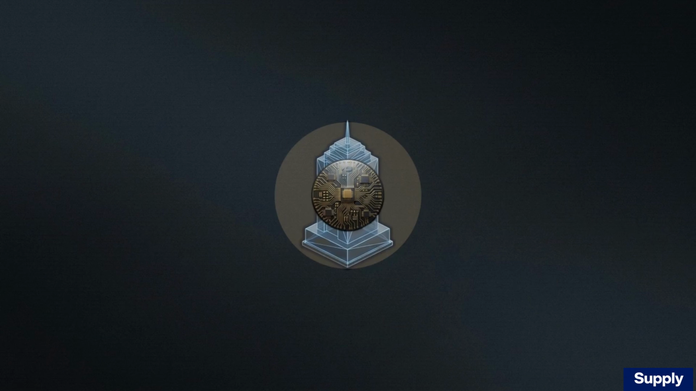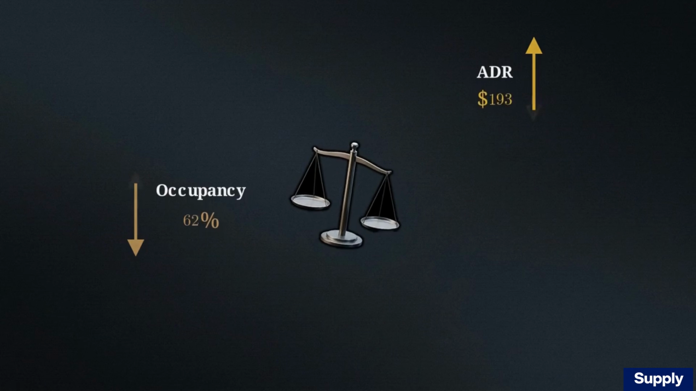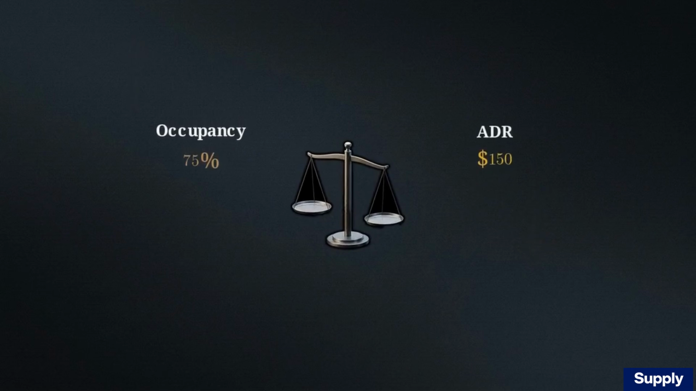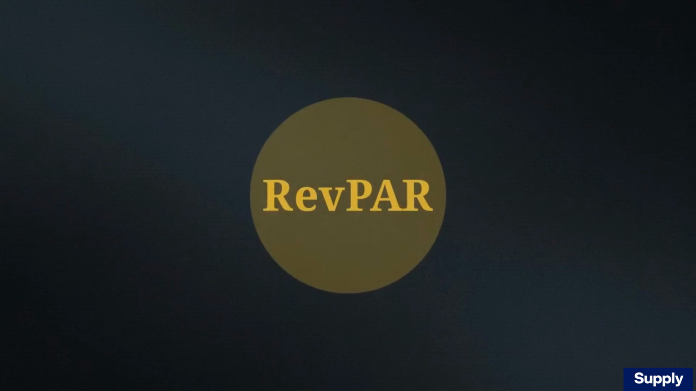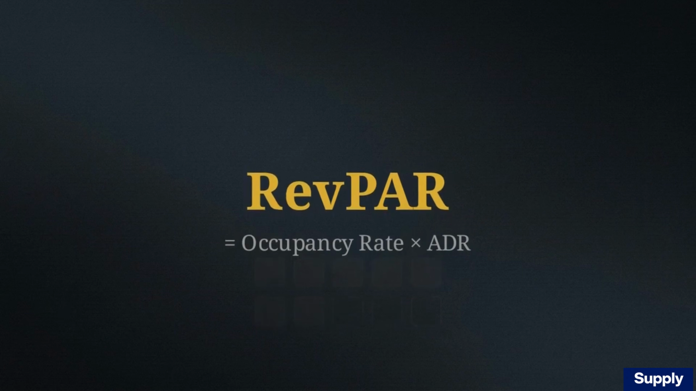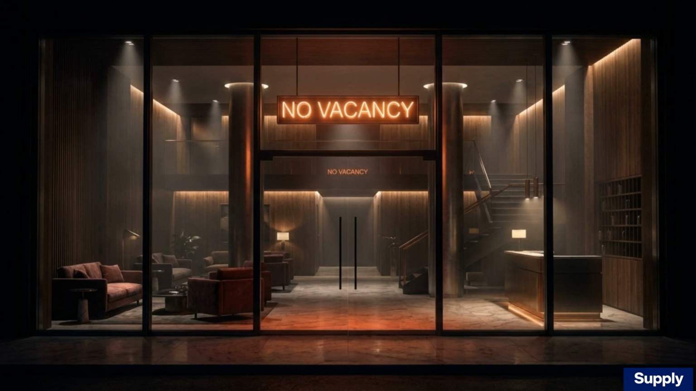The system constantly balances two baseline metrics: occupancy rate, how many rooms are full, and average daily rate, or ADR, the average price paid for those rooms. Multiply those two numbers together, and you get RevPAR, revenue per available room. This master metric measures the true efficiency of the property, tracking the revenue generated by every single room, whether it is booked or empty.